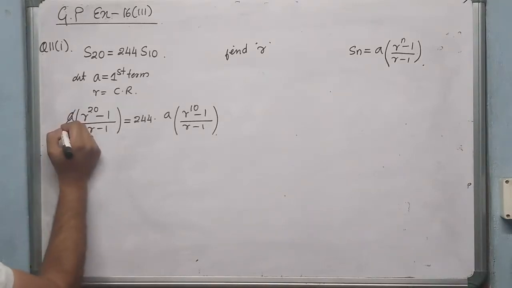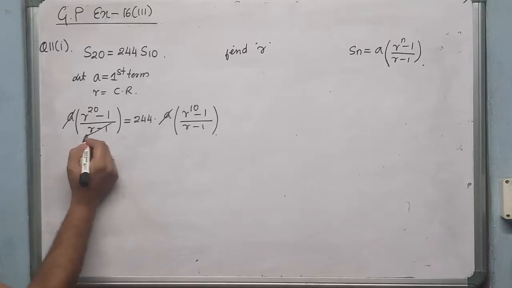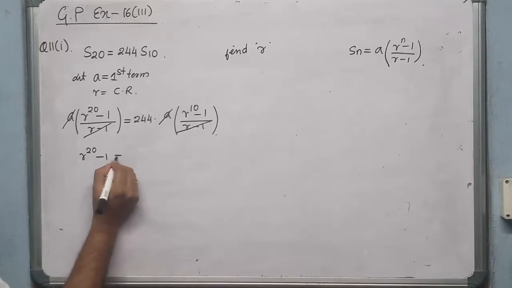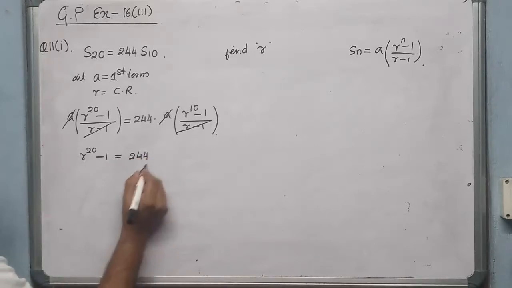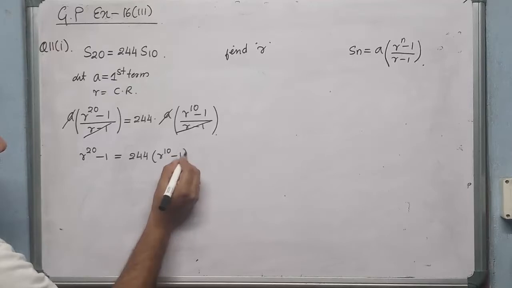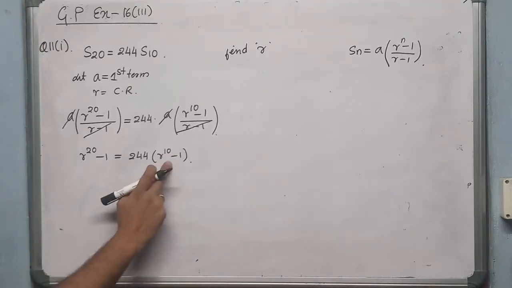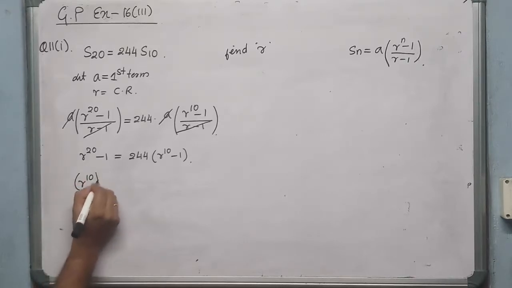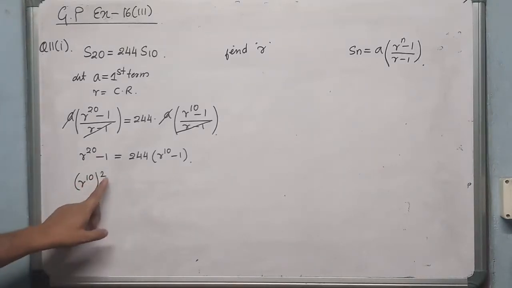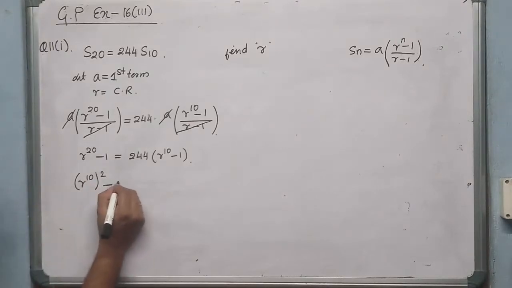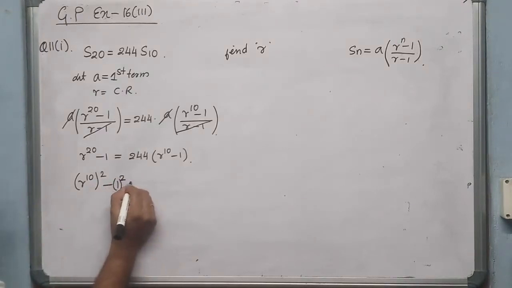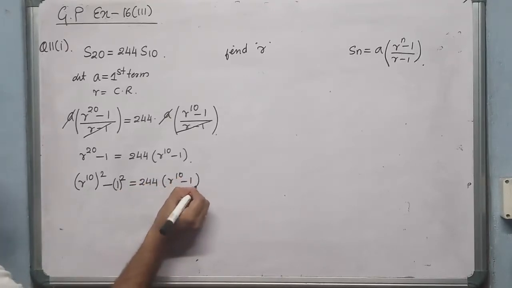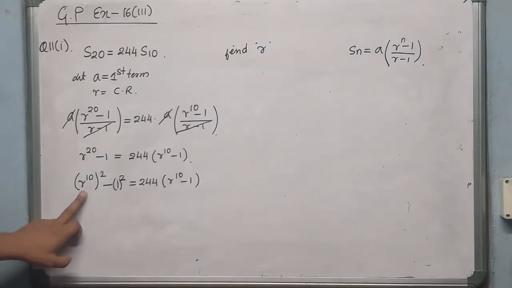So a gets cancelled over here, r minus 1 is also cancelled. Now it is r^20 - 1 = 244(r^10 - 1). Now try to understand this step. I'll write (r^10)^2, since 10 times 2 is 20, minus 1 squared, equals 244 times (r^10 - 1).